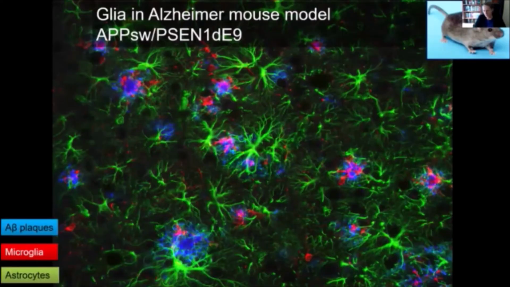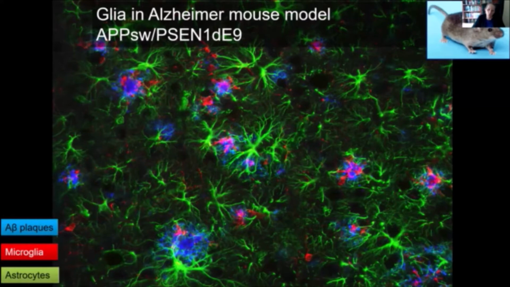And we studied this in a mouse model, and this is a very well-known Alzheimer's disease mouse model. It doesn't mimic the full disease, but it mimics the amyloid deposits. Here you see very nicely the amyloid in blue. You see that the microglia in red are moving into the amyloid deposits and are trying to degrade the amyloid. And you also see that the astrocytes are becoming much fatter when they are closer to the amyloid plaques.